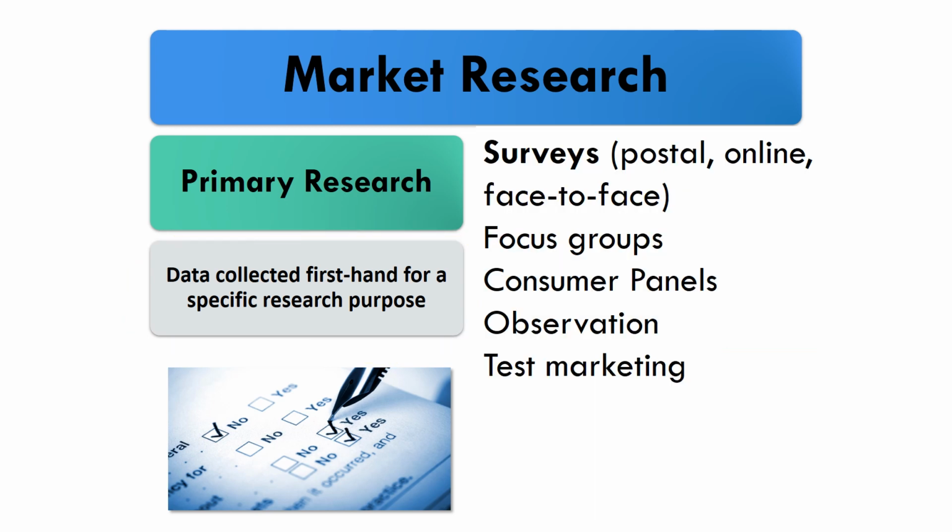So primary market research might be things like surveys, so maybe face-to-face or online or postal, where you go out and gather information for a specific purpose. Also focus groups, where businesses invite people in and ask them what they think of their products. Similarly, consumer panels. Often businesses will just observe customers using their products and try to use that information to improve their marketing. Often they will give people products to use as a test marketing process and then use that information to further improve the product. So these would be first-hand ways of collecting data, primary research.